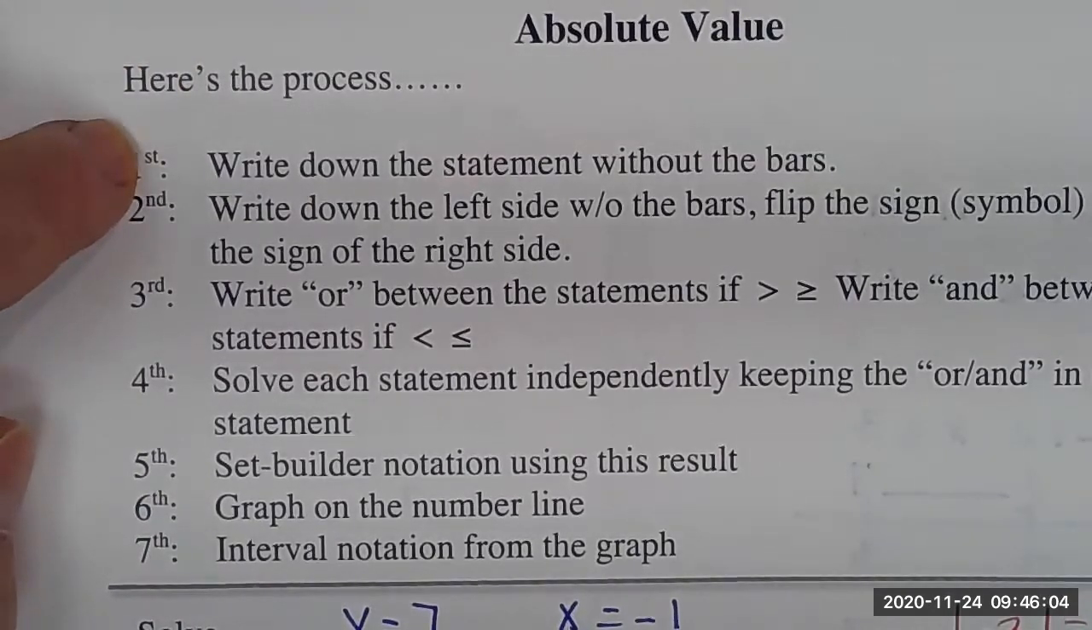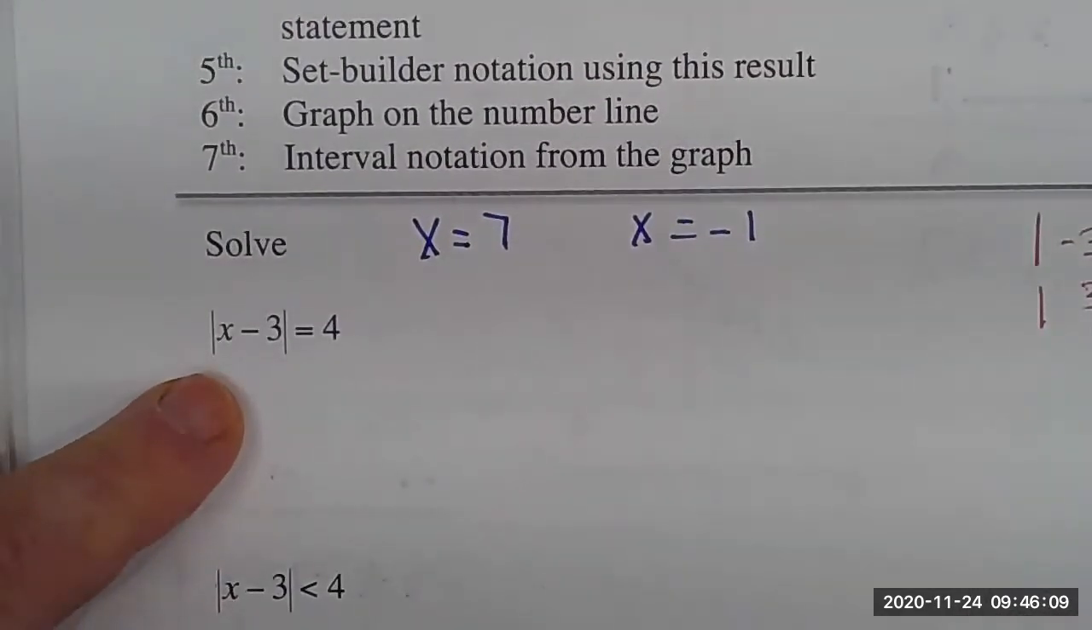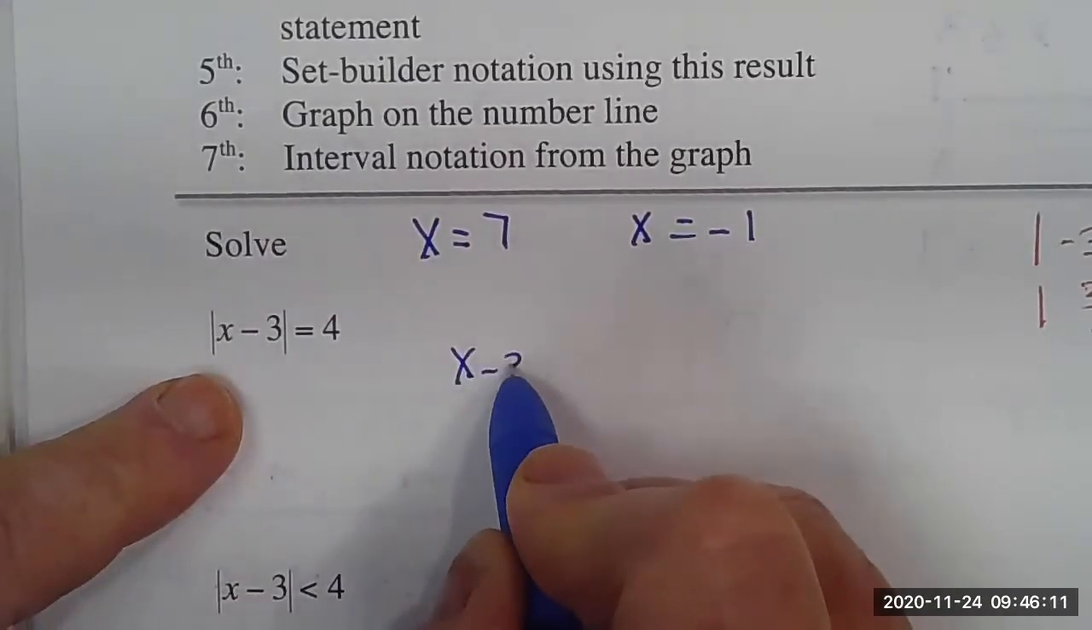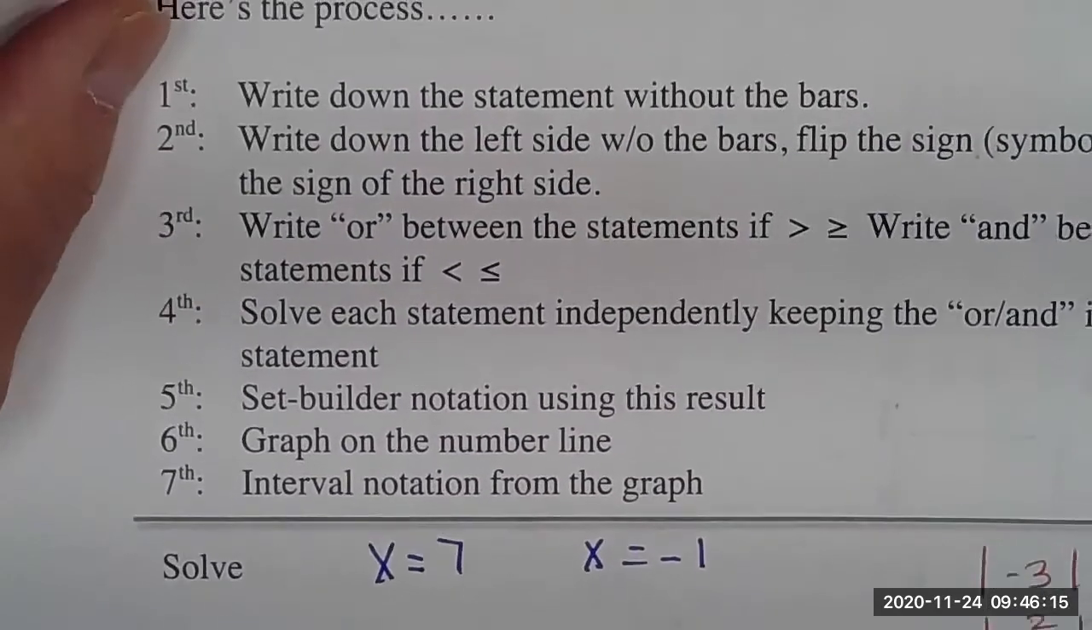Write down the statement without the bars. That means write this down, no bars. So x subtract 3 equals 4. Okay, Jeff, what's the big deal? Well, here, step 2, let's show you here.